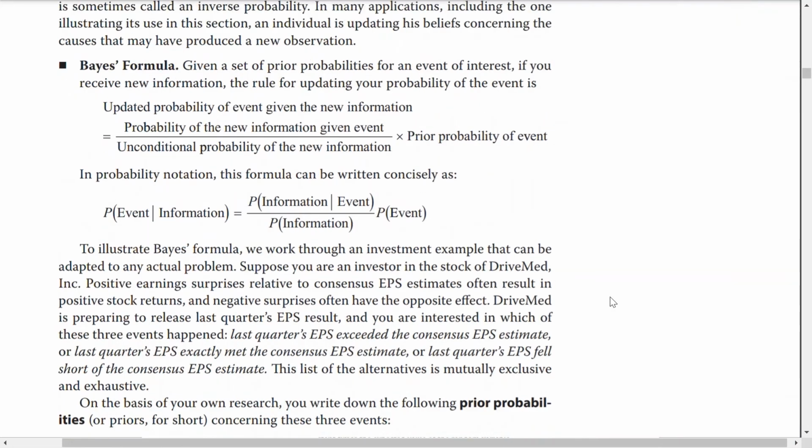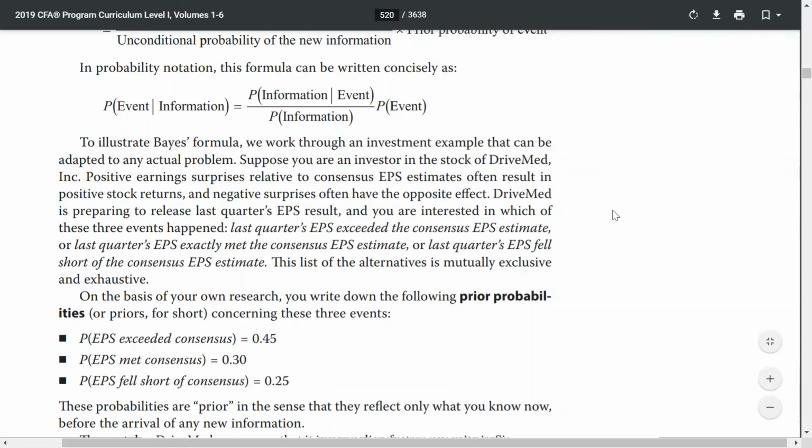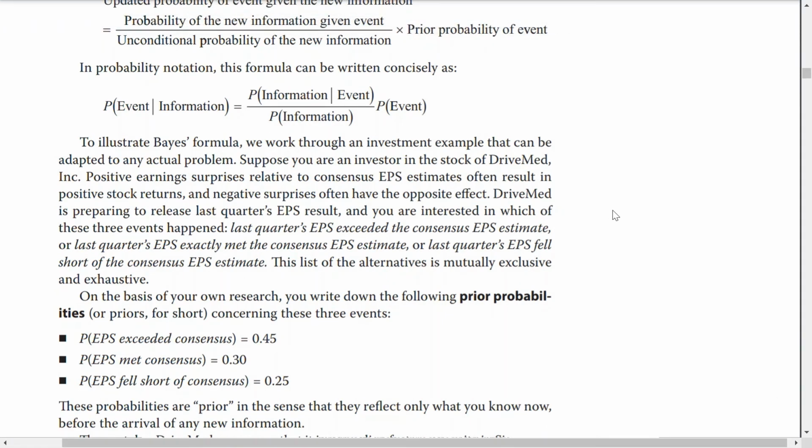To illustrate Bayes' formula, we work through an investment example that can be adapted to any actual problem. Suppose you are an investor in the stock of DriveMed Incorporated. Positive earnings surprises relative to the consensus EPS estimate often result in positive stock returns, and negative surprises often have an opposite effect. DriveMed is preparing to release last quarter's EPS results, and you are interested in which of these three events happens: last quarter's EPS exceeds the consensus EPS estimate, or last quarter's EPS exactly meets the consensus EPS estimate, or last quarter's EPS falls short of the consensus EPS estimate.